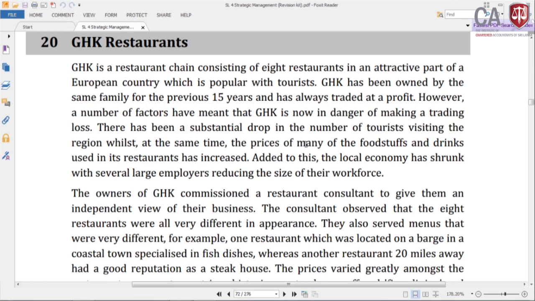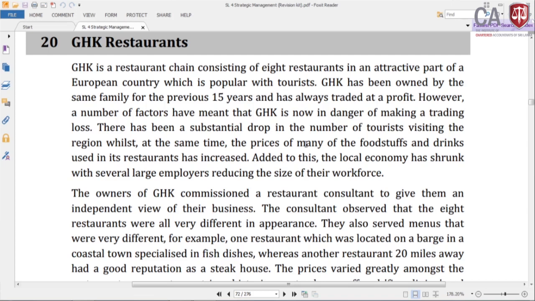There has been a substantial drop in the number of tourists visiting the region, whilst at the same time the prices of many of the foodstuffs and drinks used in its restaurants have increased. Now, the price of foodstuff and drink has increased. Added to this, the local economy has shrunk with several large employers reducing the size of their workforce. Now, the economy is also not growing well.